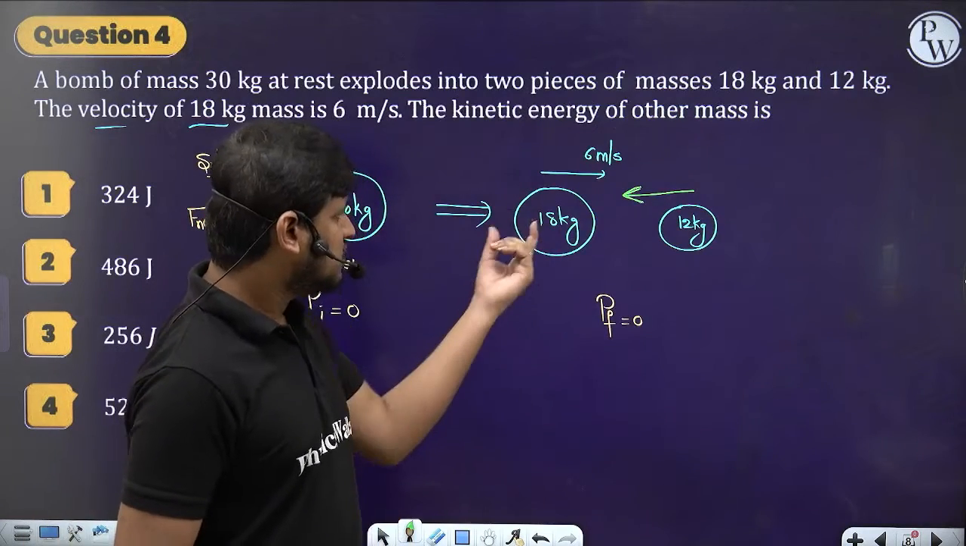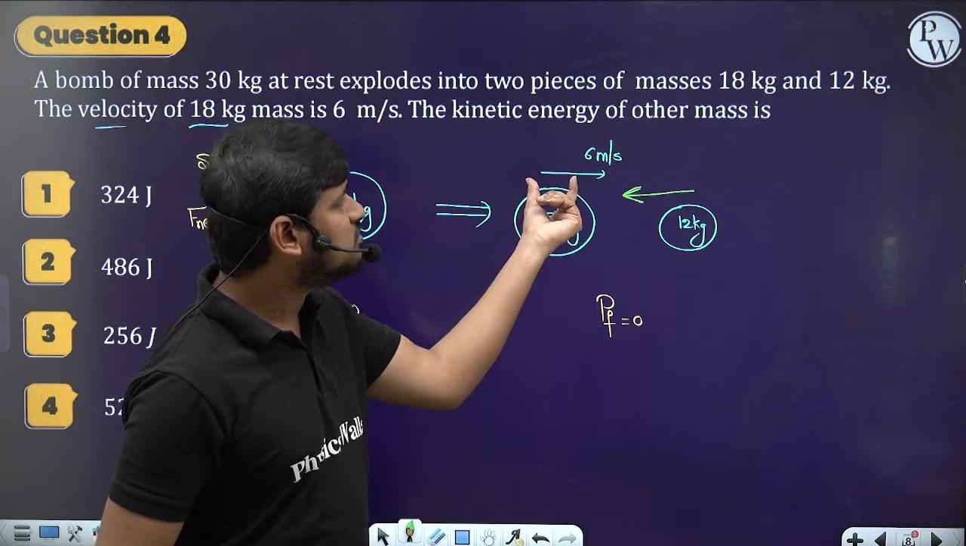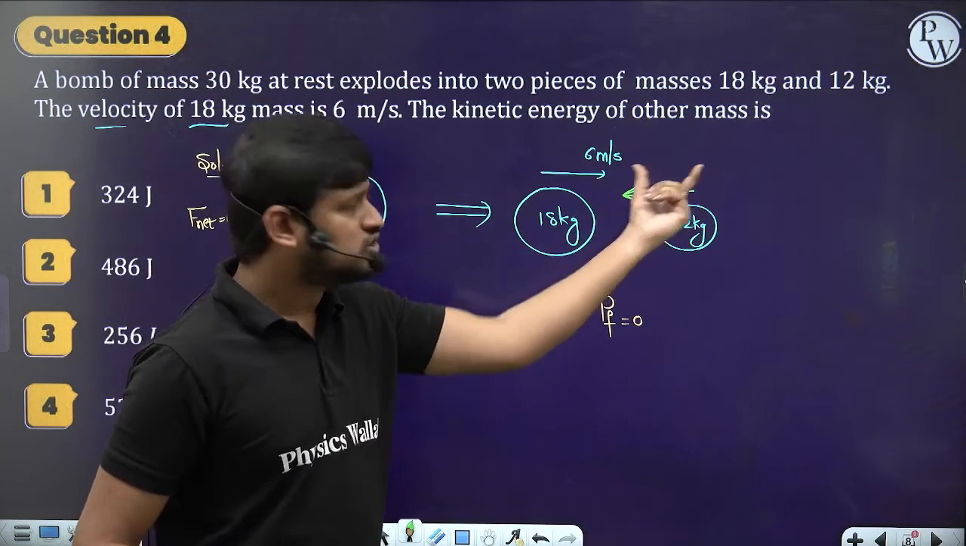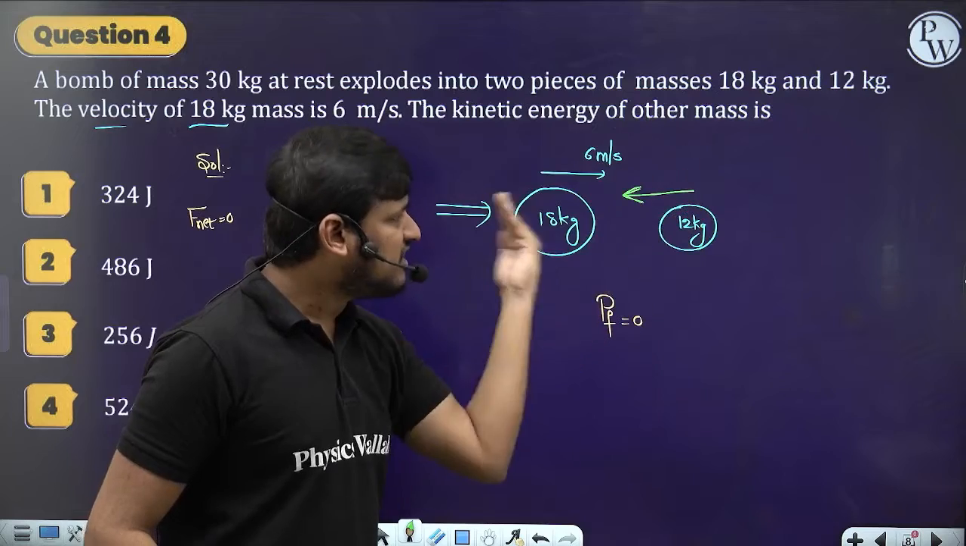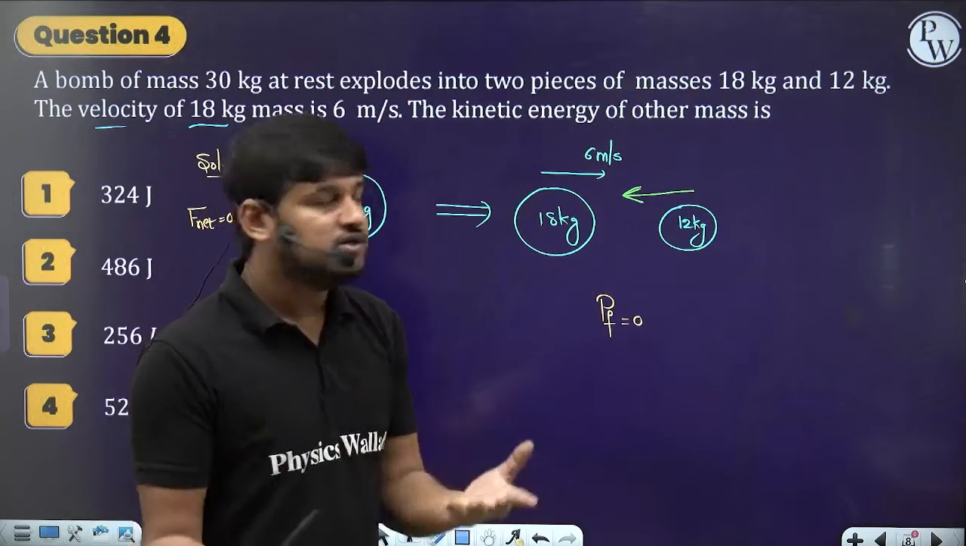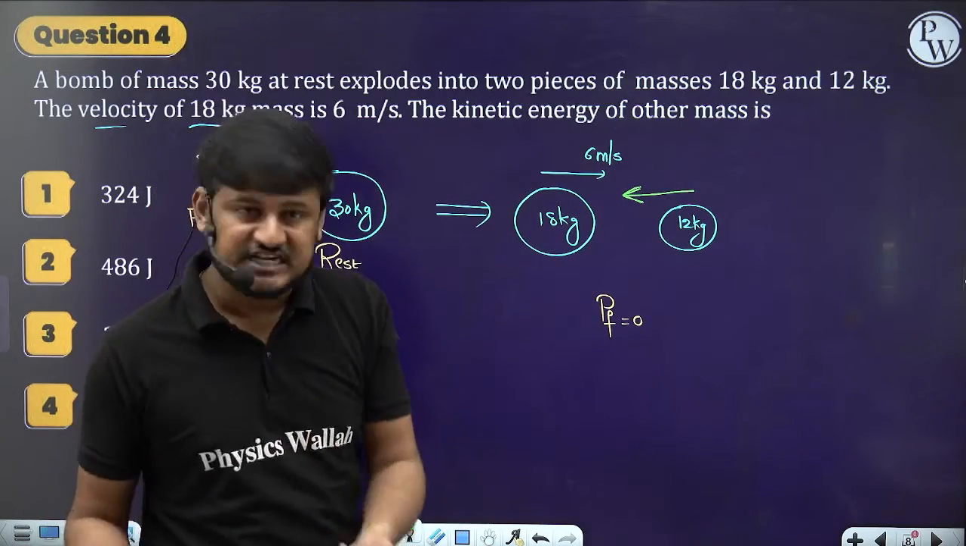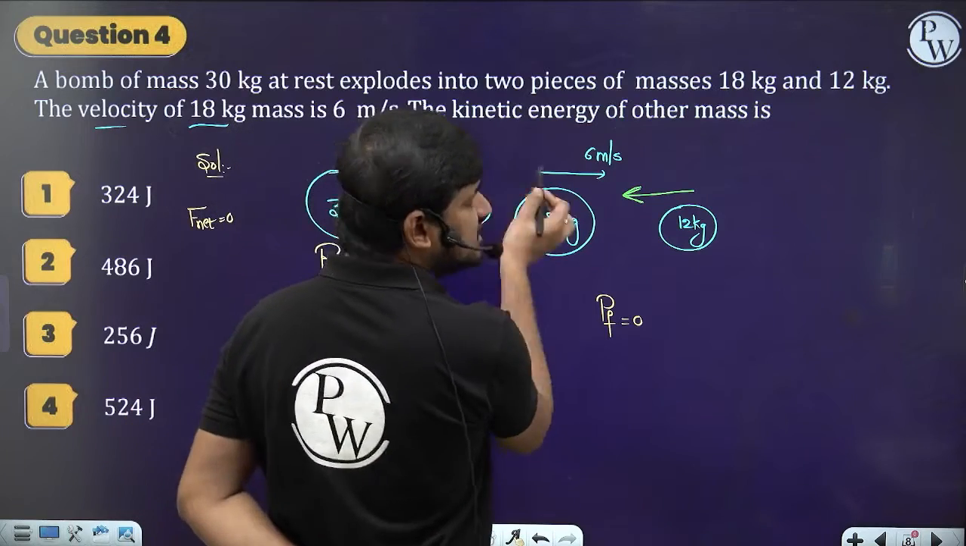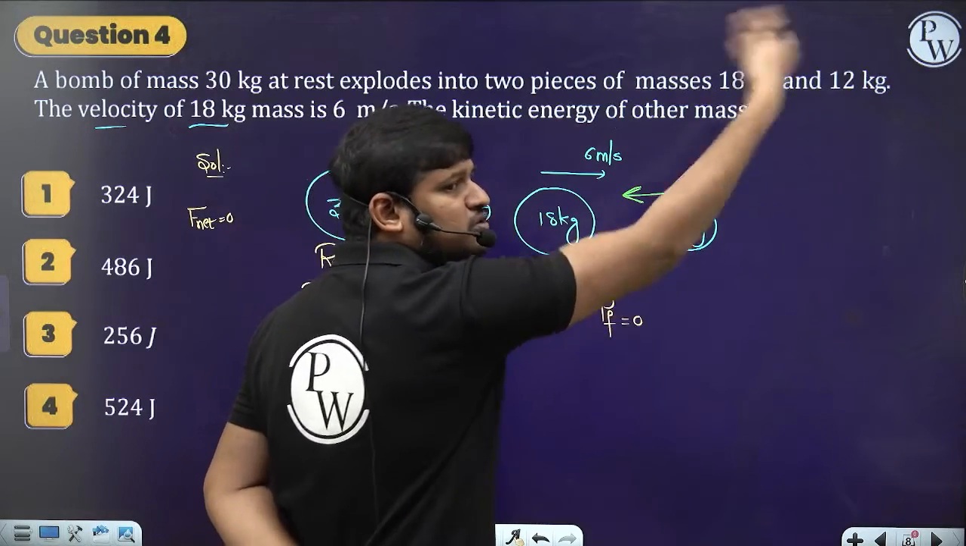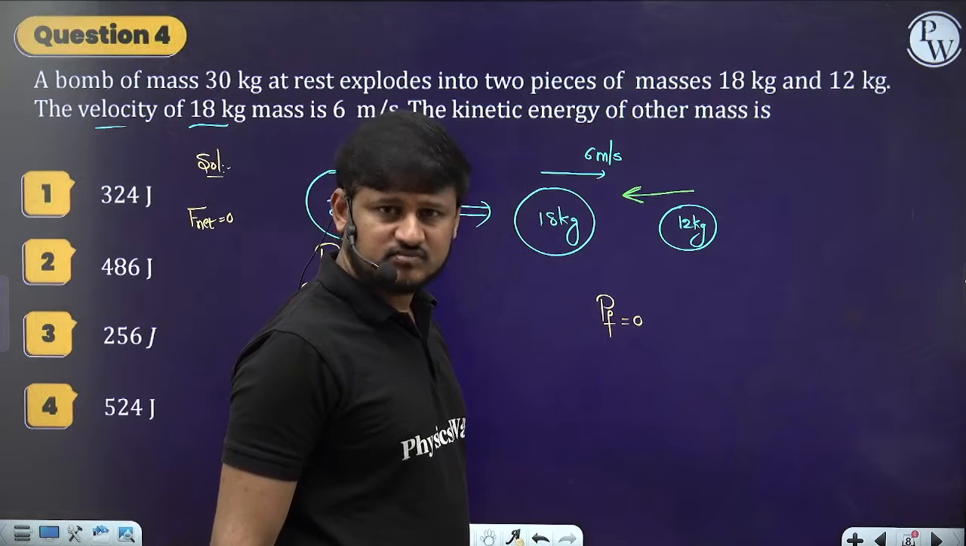Understanding the logic? So that's why if the 18 kg mass is moving 6 meters per second to the right, then this one should move with some velocity to the left. Or, we don't know which side the 6 meters per second is, so you can take this side, and then the 12 kg mass will move to the right side. That's it. Understanding, guys?